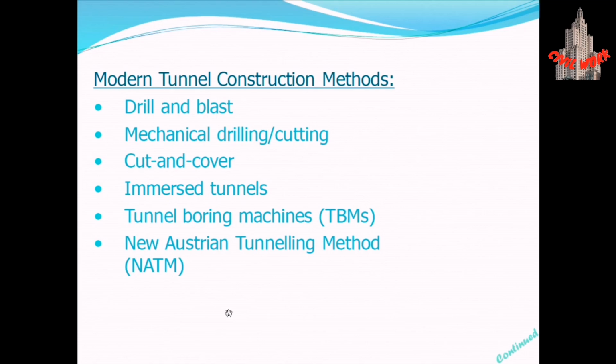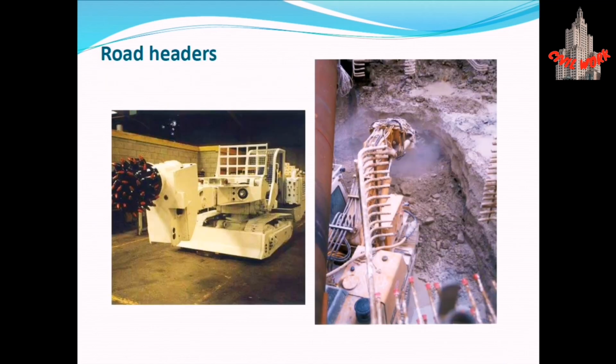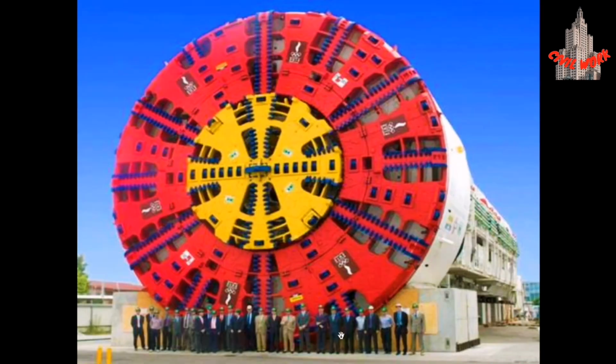Moving further, we have a tunnel boring machine, which we have seen in earlier slides. The New Austrian tunneling method is a different method, which is also known as the sequential excavation method or sprayed concrete lining method. Then we have road headers, which we use to excavate a tunnel. Then this is the visual demonstration of a tunnel boring machine, which is huge in size, as can be seen in this picture.